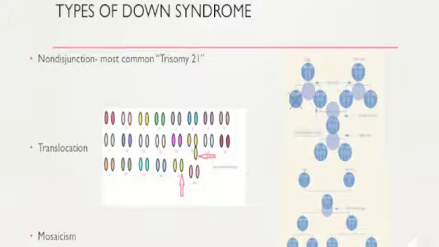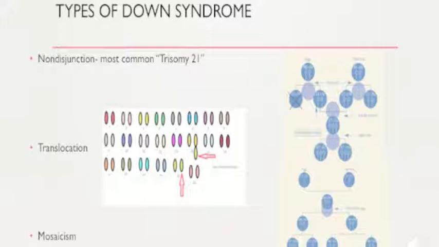The first one is non-disjunction, and this is most commonly what they're referring to when someone says trisomy 21. So this is an error in cell division. The embryo has 3 copies of chromosome 21. The pair of 21st chromosomes falls into a separate sperm or egg cell, and an extra chromosome is replicated in every cell. This has a 95% occurrence rate. The second one has a 4% occurrence rate.